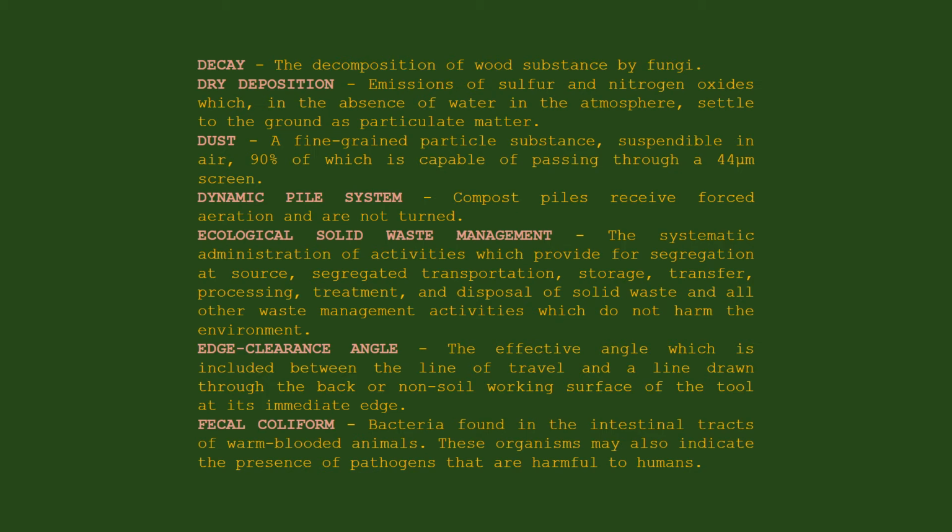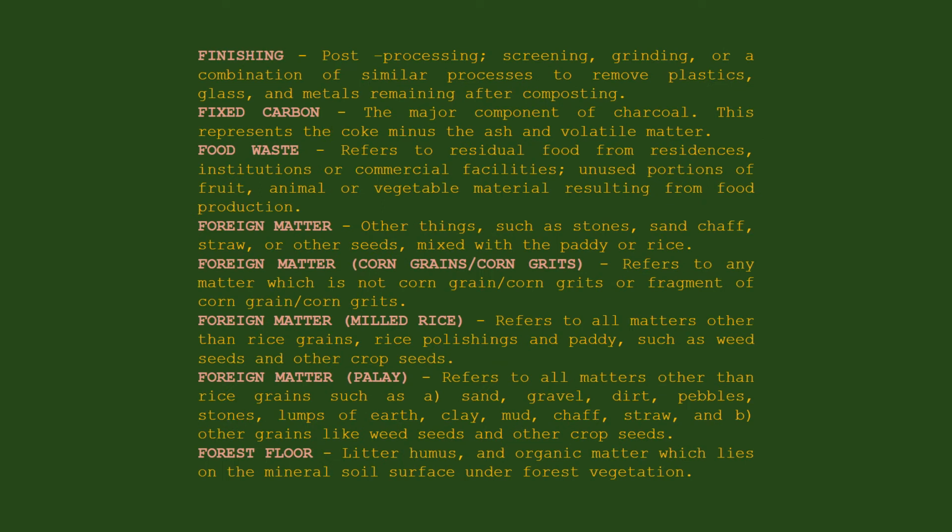Fecal coliform, bacteria found in the intestinal tracts of warm-blooded animals. These organisms may also indicate the presence of pathogens that are harmful to humans. Finishing, post-processing, screening, grinding, or a combination of similar processes to remove plastics, glass, and metals remaining after composting. Fixed carbon, the major component of charcoal. This represents the coke minus the ash and volatile matter.